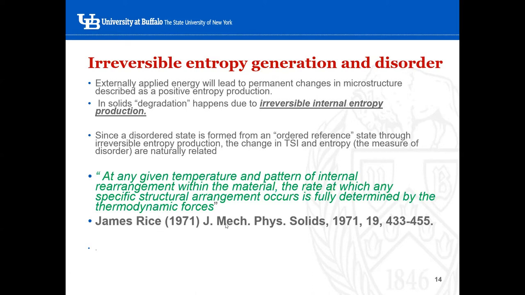Professor Jim Rice, one of the biggest names in mechanics at Harvard, in 1971 wrote in a paper in JMPS: at any given temperature and pattern of internal arrangement within the material, the rate at which any specific structural arrangement occurs is fully determined by the thermodynamic forces. So he could see this, but unfortunately he could not formulate it in this paper.